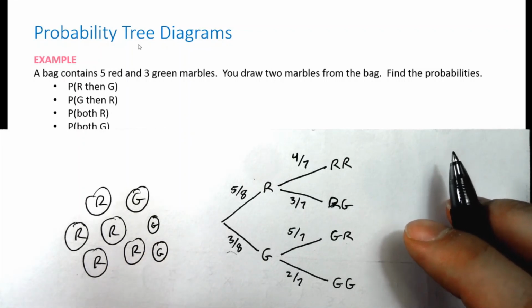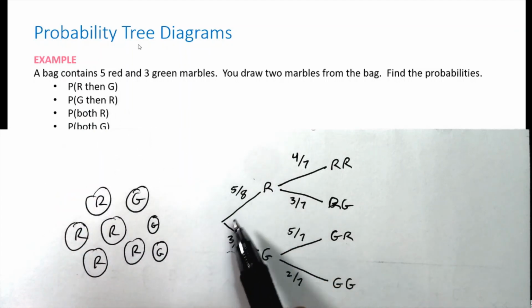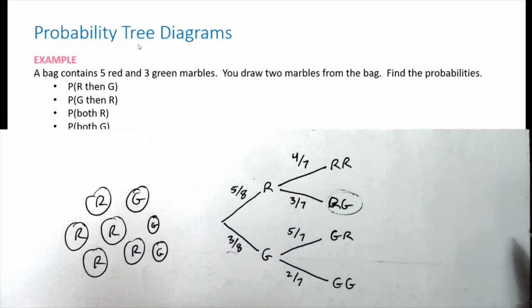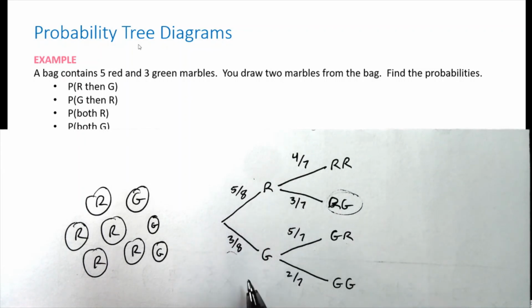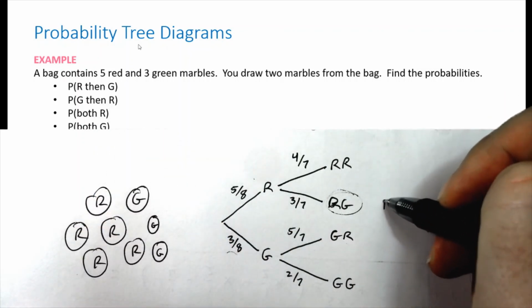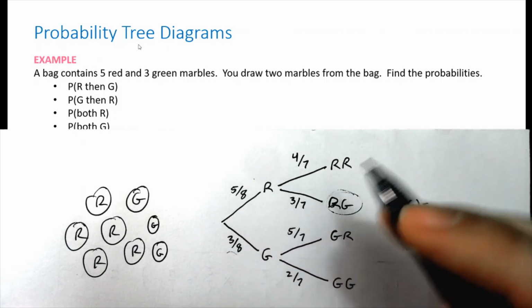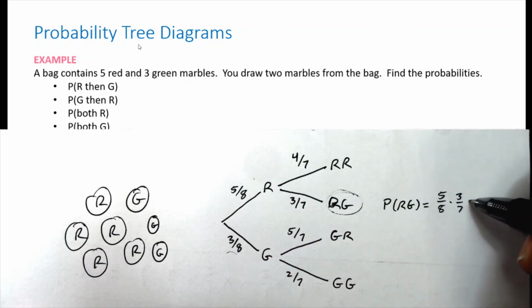All right, so now what are the probabilities? If I want to know the probability of drawing red, then green, well, that means I went here and then here. So that's this. How do I compute this probability? I multiply the probabilities along the tree. So the probability of red, then green is 5/8 times 3/7, or 15/56.